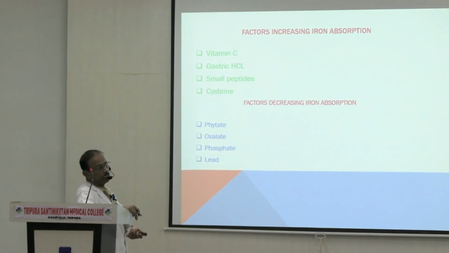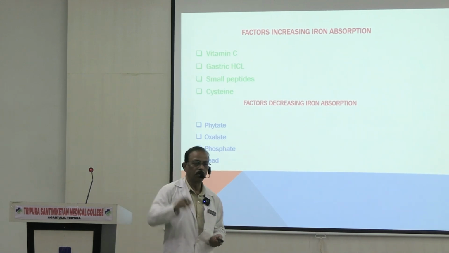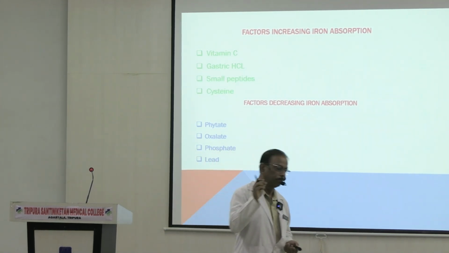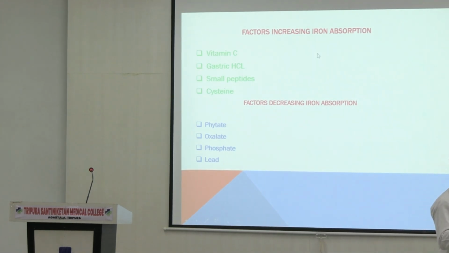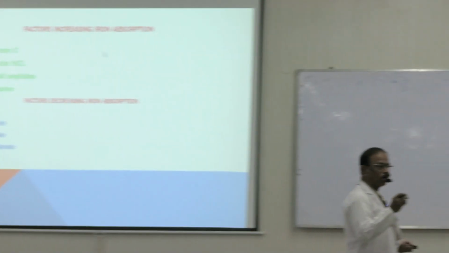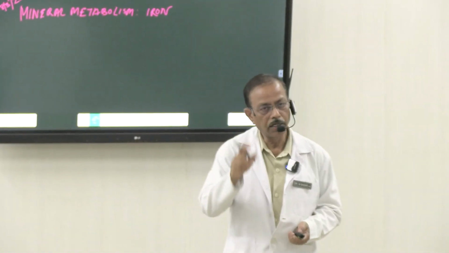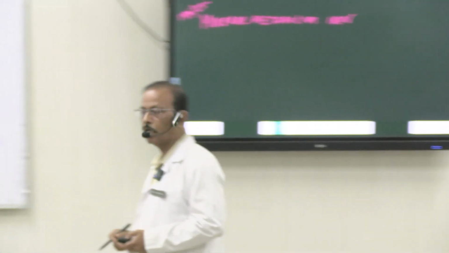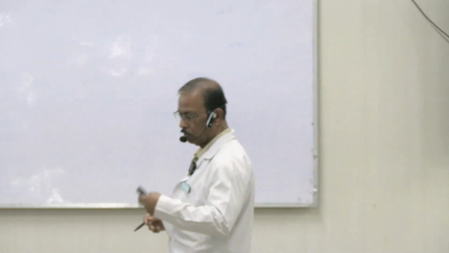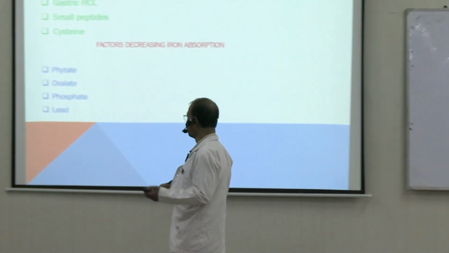Now, factors that increase iron absorption. These are the vitamin C. Why are these important? Because when we give iron to someone for therapeutic use, we would like to give those factors along with the iron which increases absorption. Again, we would like to restrict those items which hamper iron absorption. So that's why factors increasing and decreasing iron absorption are important.